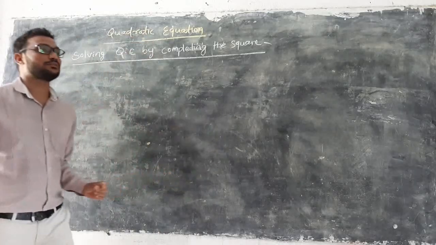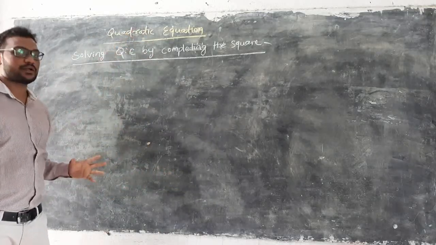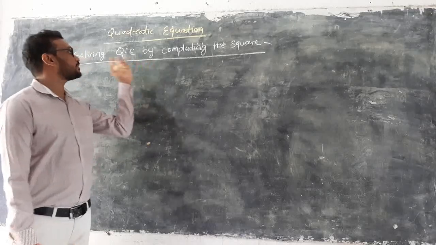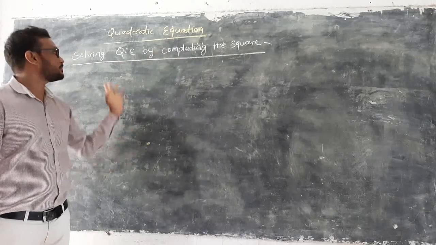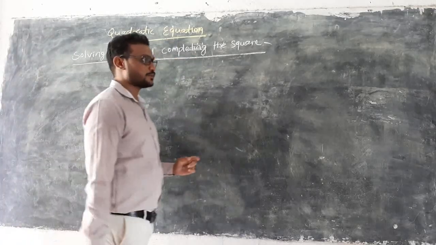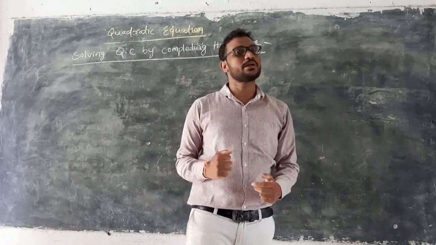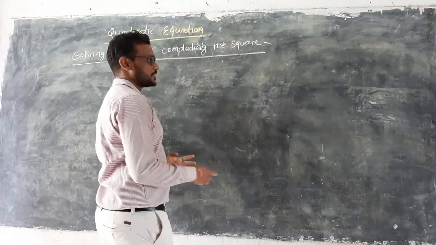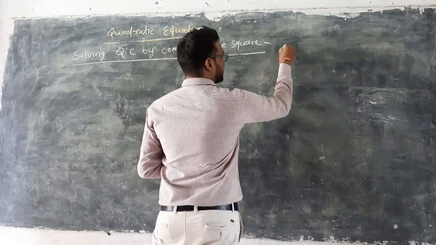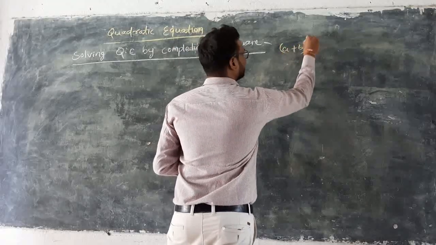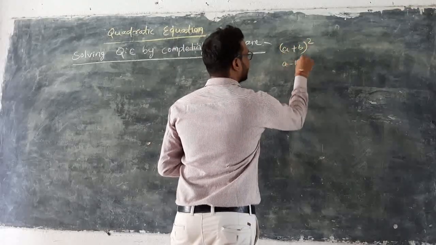I have told you that we are going to solve the quadratic equation by another method, that is the completing the square method. In class 8 also we have read two identities, the square identities: a plus b whole square, and another is a minus b whole square.